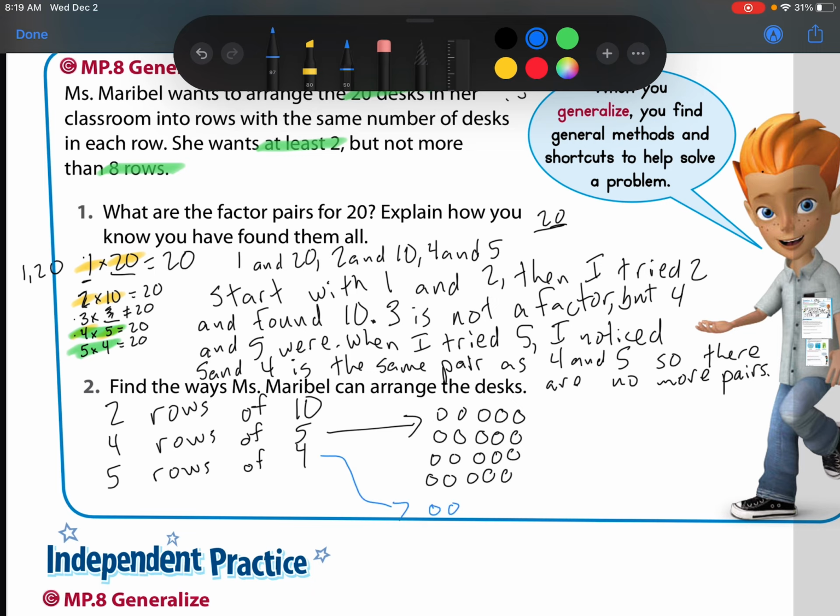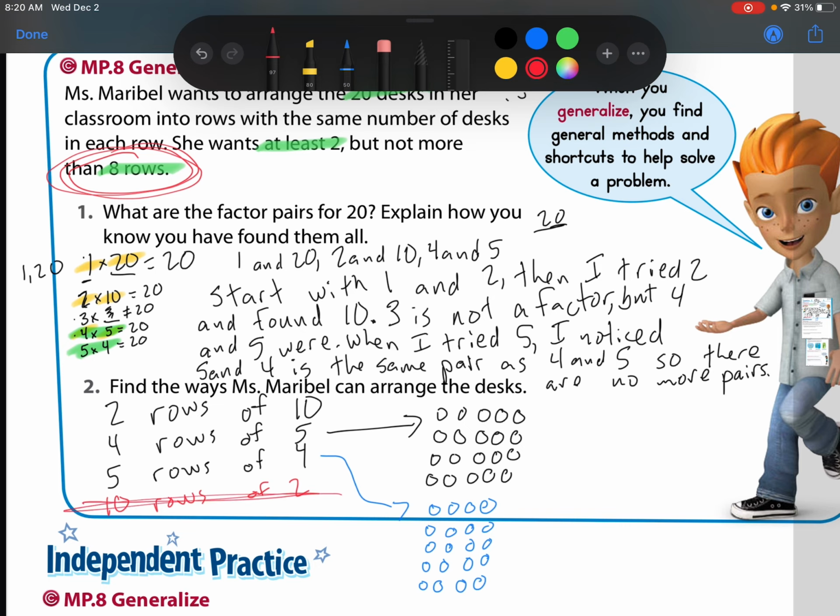5 rows of 4. So notice it still has 20, but the number of rows is different, and the number of desks in each row would be different. Now, what about this one? 10 rows of 2. Can we do that? No, because at the very top right here, it says we don't want more than 8 rows. So that is all the answers that I have.